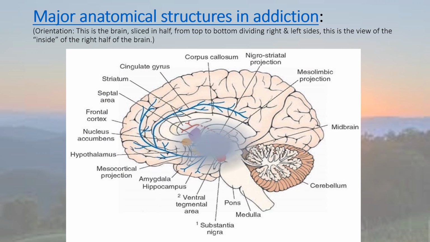This is the brain, sliced in half from top to bottom, dividing the right and left sides. This is the view of the inside, or medial aspect, of the right part of the brain. Here you can see where the spinal cord would be. It comes up to the medulla oblongata, and then into the pons with its two connections to the cerebellum and what is called the arbor vitae, or the tree of life structure, right in here. The structure known as the locus ceruleus would be located right there where the pointer is.